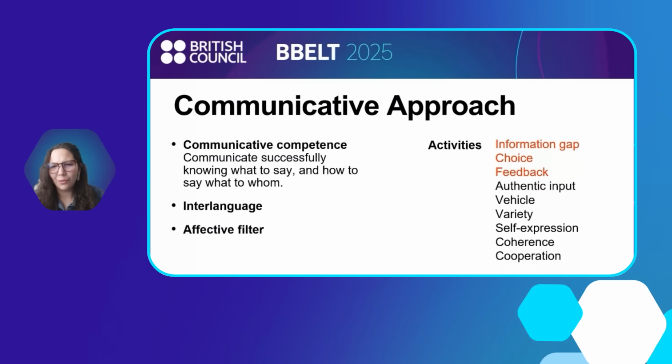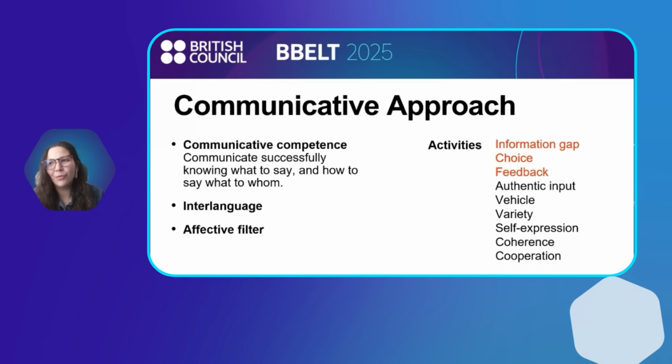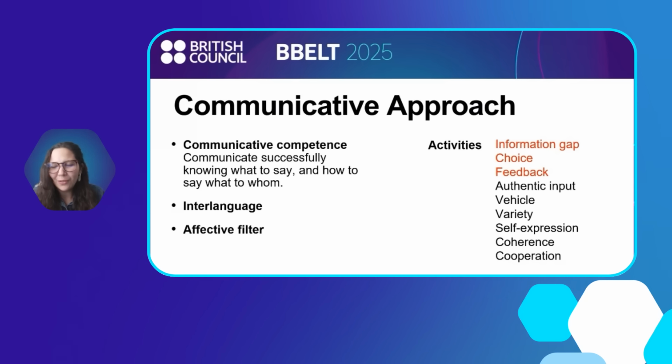We should be using authentic input. The language should be a vehicle between what we mean and what comes out of our mouths. Then the variety: we need to use a variety of structures because that's the way in which we encounter language in the real world. Then we have self-expression. Learners should be able to express themselves through the communicative activities. The activities need to have coherence within them. They have to be well built, so that the context matches what we are asking students to do.